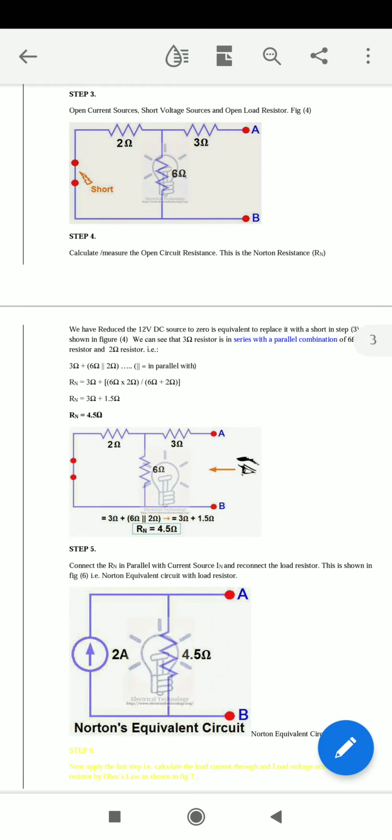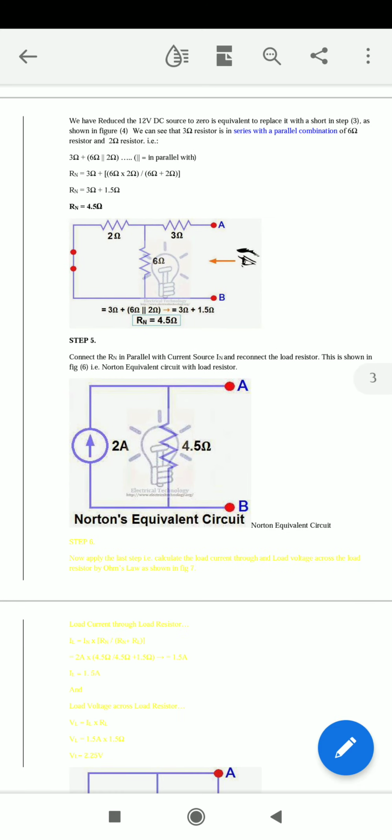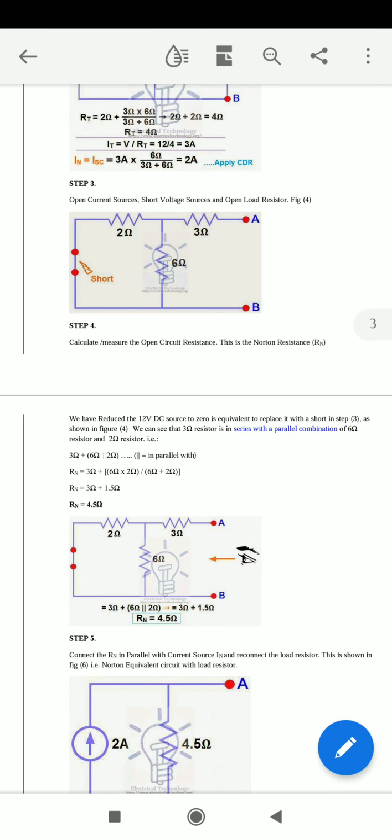Next, step 3. Step 3 is to short circuit the sources if connected in that network, current or voltage source. We can check here voltage sources are connected, so short circuit the voltage source, and open the load resistance. So now we can calculate the open circuit resistance. So the 3 ohm resistor is in parallel with the 6 and 2 ohm resistors.